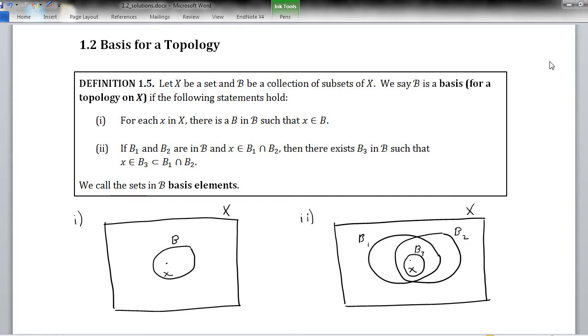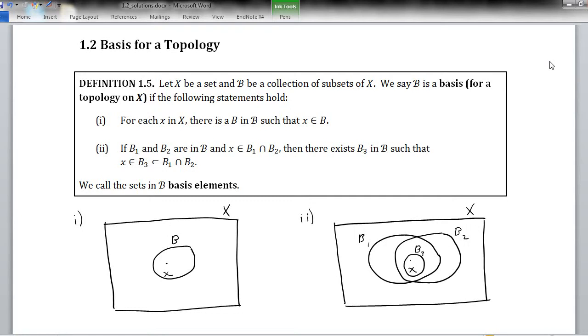And so, instead of describing all of the open sets in a topology, oftentimes we will just specify a special sort of sub-collection of the open sets called a basis. And then, to get all of the open sets of the topology, we'll just take unions of those basis elements. So that's the purpose of this definition 1.5.